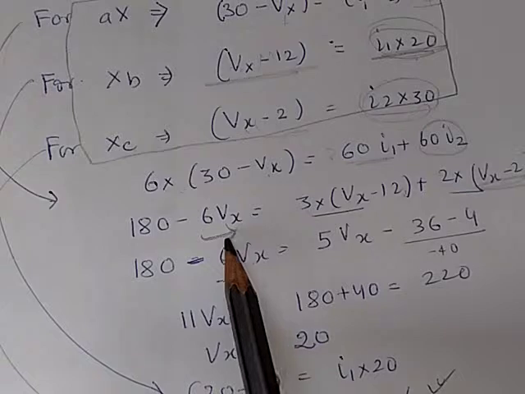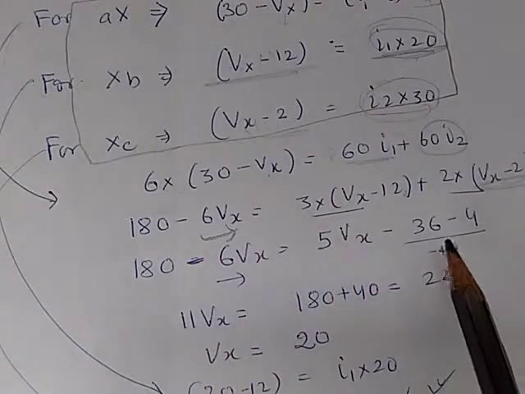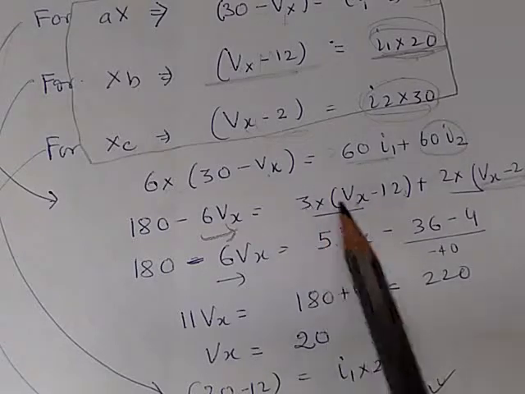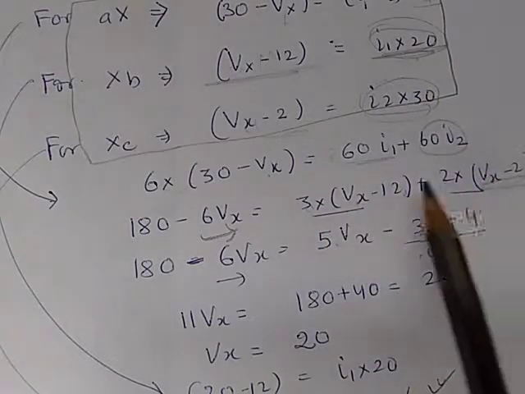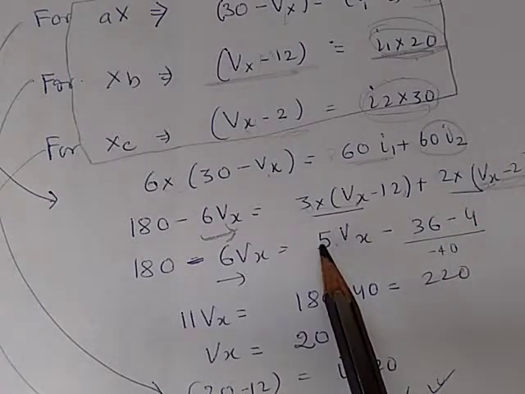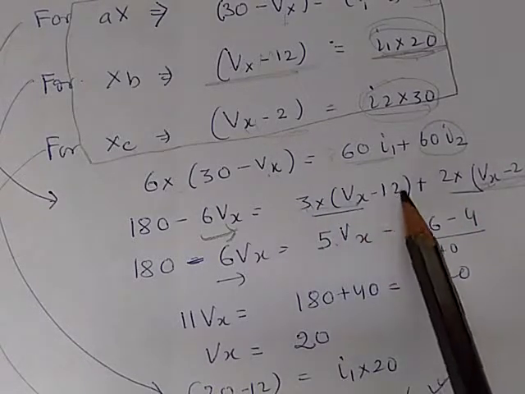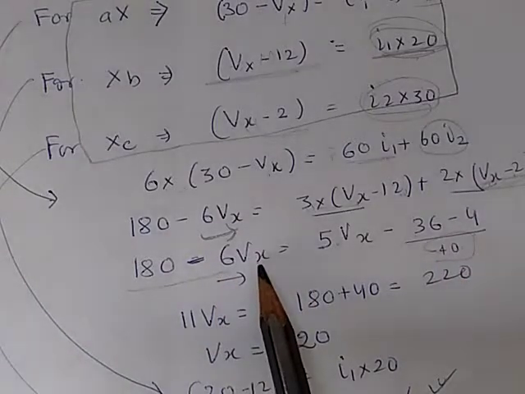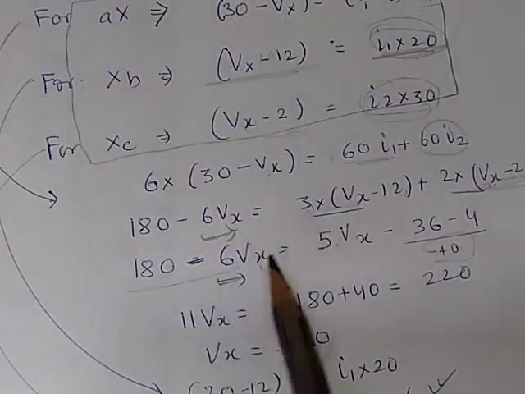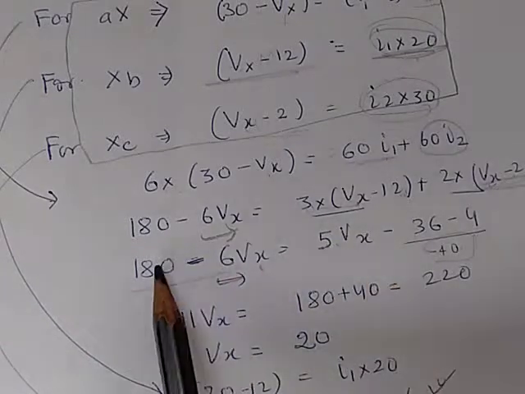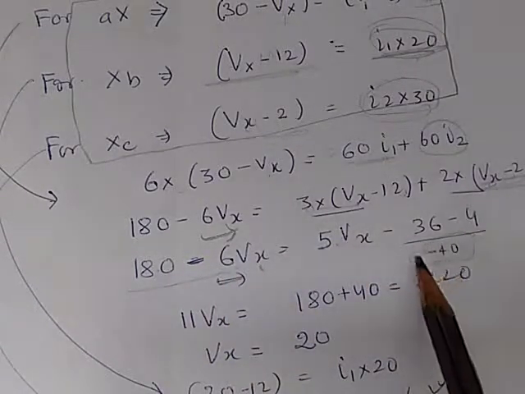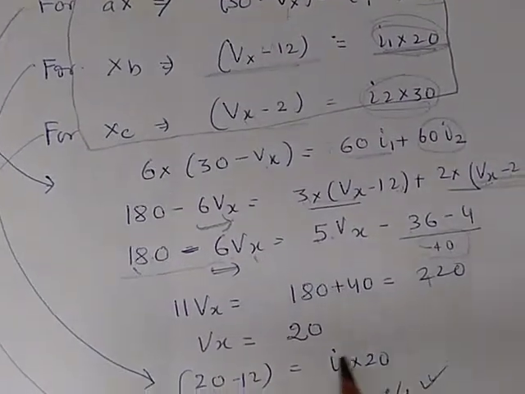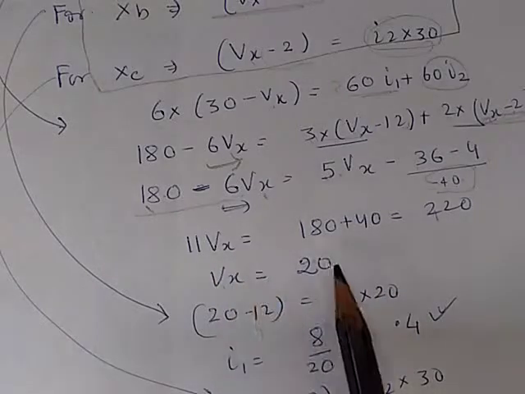Take 6Vx on this side of the equation, and this becomes 5Vx minus 3 into 12, which is 36. 3Vx plus 2Vx is 5Vx, and minus 36 and minus 4 is minus 40. That is equal to 180 minus 6Vx. We take 6Vx here, so that becomes 11Vx, and 180 plus 40 becomes 220. So we have a Vx value of 220 divided by 11, or 20.